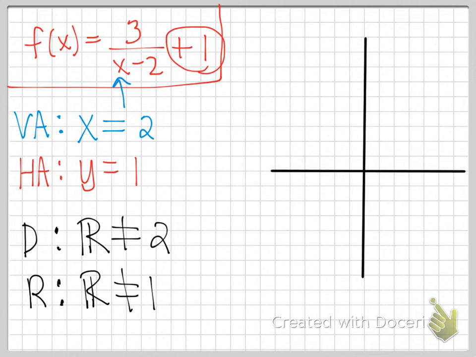So I'm going to highlight my two asymptotes here, and you can use the colored pencil or a marker or a highlighter if you have it. x equals 2 is going to be a vertical line. So this is x equals 2, and y equals 1 is going to be up here.